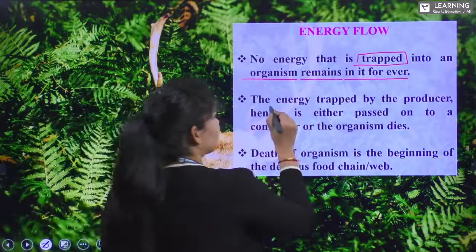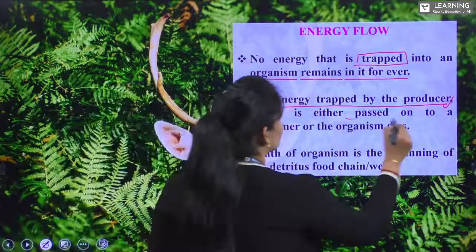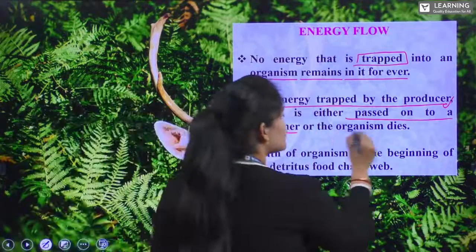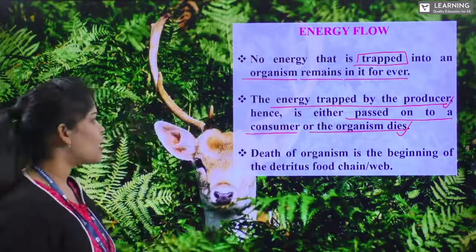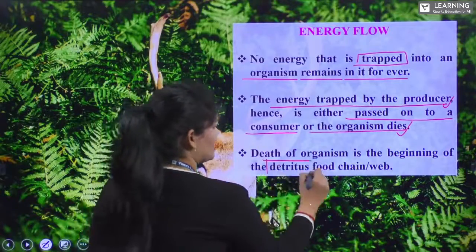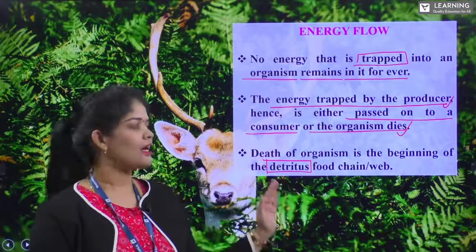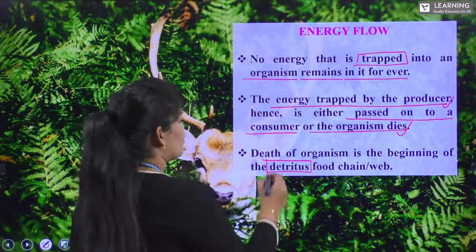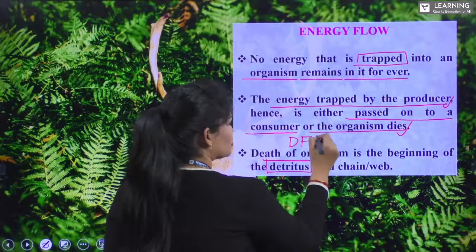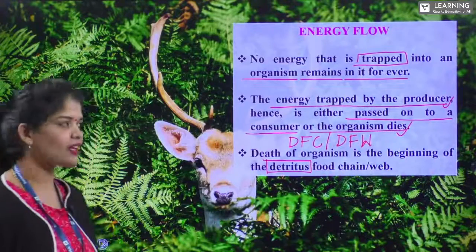The energy trapped by the producers, that means plants, is either passed on to the consumers, another trophic level, or the organism dies. It reaches senescence. Death of the organism is the beginning of decomposition, the beginning of the detritus food chain. We know that detritus is the raw material for the decomposition process, and it leads to the decomposition food chain, which we call the detritus food chain or detritus food web. Right?